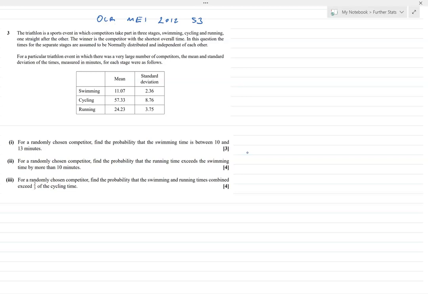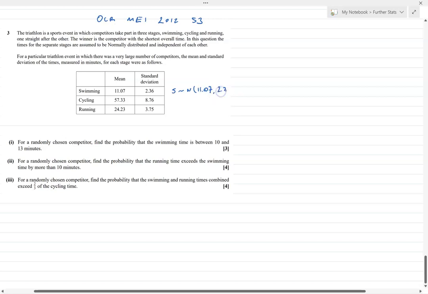It's about a triathlon race where there are 3 different disciplines which are all normally distributed. Let's call this one swimming, S, which is normally distributed with mean 11.07 and standard deviation 2.36 squared. We'll call C, for cycling, normally distributed 57.33 with standard deviation 8.76 squared, and running normally distributed 24.23, standard deviation 3.75 squared.